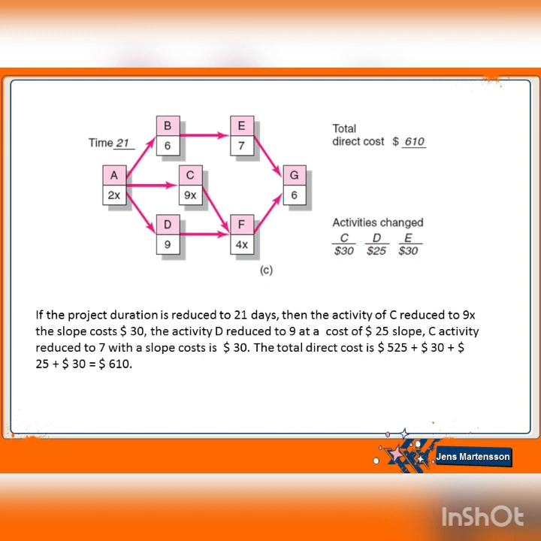If the project duration is reduced to 21 days, then activity C is reduced to 9 days. The slope cost is $30. The activity is reduced to 9 days at a slope cost of $25, and activity C is reduced to 7 days with a slope cost of $30. The total direct cost is $610.